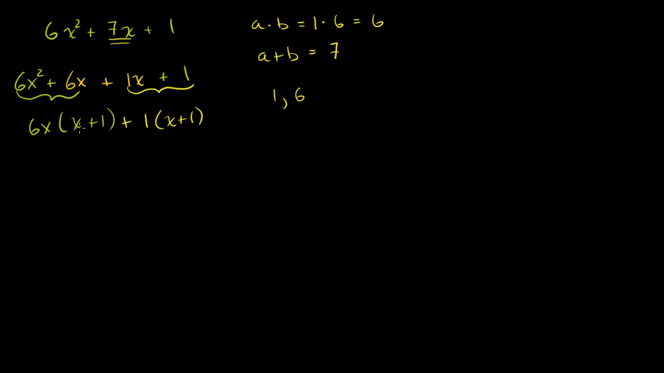Now, I have 6x times x plus 1 plus 1 times x plus 1. Well, I can factor out the x plus 1. If I factor out an x plus 1, that's equal to x plus 1 times 6x plus that 1. I'm just doing the distributive property in reverse. So hopefully you didn't find that too bad.